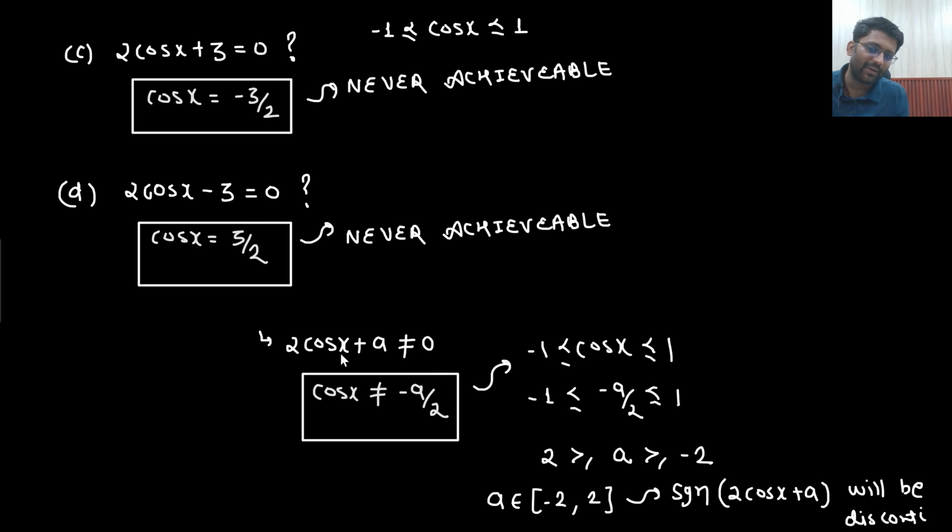What I said was, our requirement was that 2 cos x plus a should not be equal to 0. Then I put 2 cos x plus a equals to 0. That means cos x will come out to be minus a by 2. So from here, the range of a is coming out to be between minus 2 to 2. So if your a is between minus 2 to 2, then this particular value could be equal to 0, and if this value is equal to 0, then there is a problem. The function would be discontinuous.